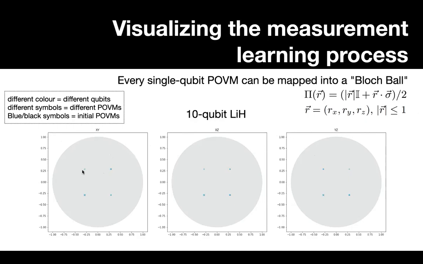Here you see there are different symbols. The different symbols correspond to the different POVMs. I will show you now the animation. You will see the different colors correspond to different qubits, okay? So we start initially from this symmetric informationally complete POVM, and as time evolves, for each qubit you find a different optimal informationally complete POVM.